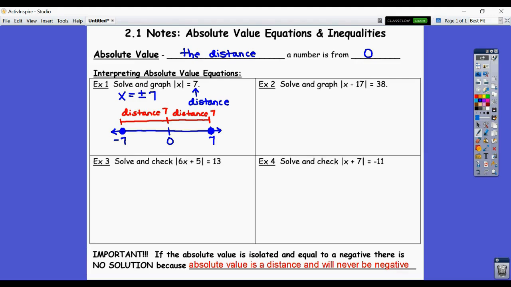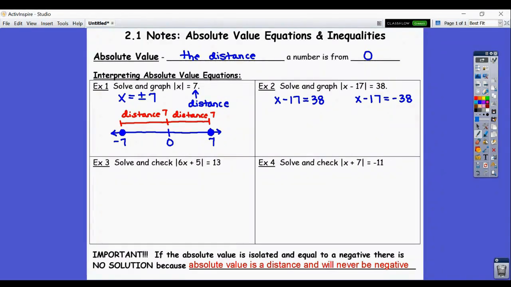For example number 2, we want to solve and graph the absolute value of x minus 17 equals 38. So a little bit more than example 1 because we have a negative 17 inside of our absolute value. So what we are going to do is take that outside of the absolute value and say that it's equal to a positive 38, and it also can be equal inside to a negative 38, resulting in the same distance of 38 from 0. Then we just solve that one-step equation, each one of them.